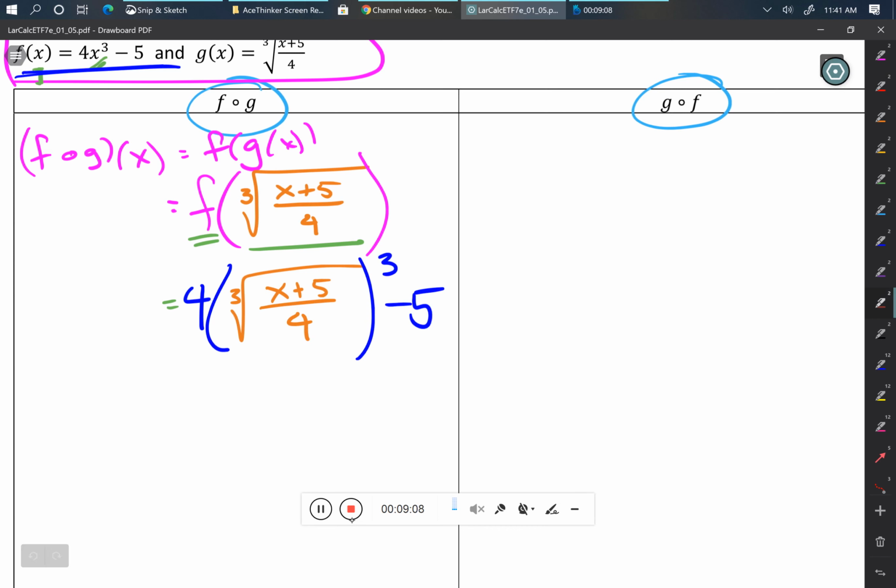All right, so I'm going to take the blue and the orange and put them all together. Now, inside those parentheses, I have a cube root, and when you cube that cube root, we get 4 times the quantity x plus 5 divided by 4, minus 5.